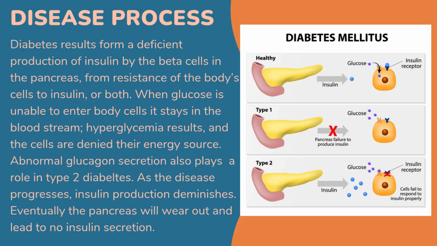Abnormal glucagon secretions also play a role in type 2 diabetes. As the disease progresses, insulin production diminishes. Eventually, the pancreas will wear out and lead to no insulin secretion.